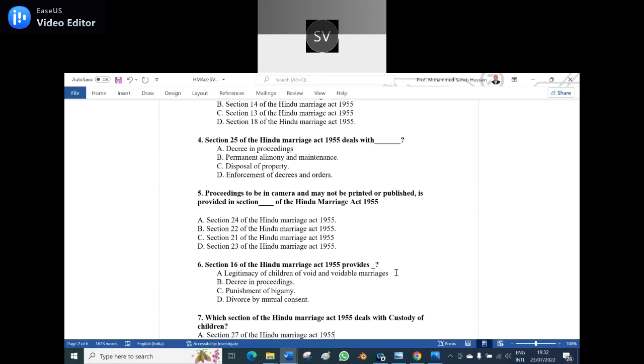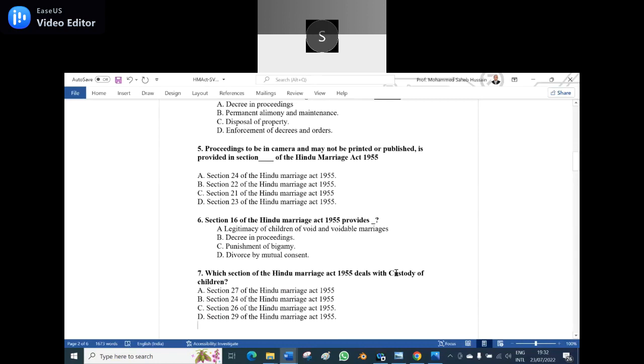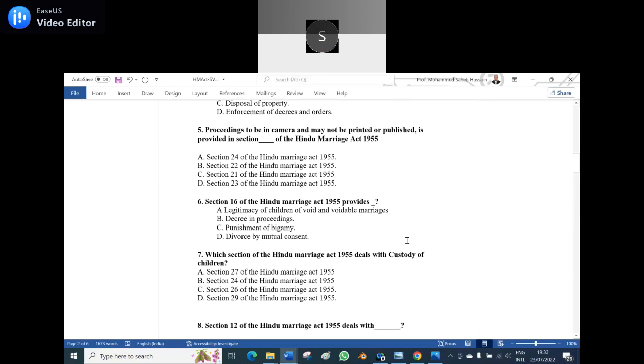Sixth question. Section 16 of Hindu Marriage Act 1955 provides option A, legitimacy of children of void and voidable marriages. Option B, decree in proceedings. Option C, punishment of bigamy. Option D, divorce by mutual consent. A. Legitimacy of children of void and voidable marriages. Yes, option A is the correct answer.